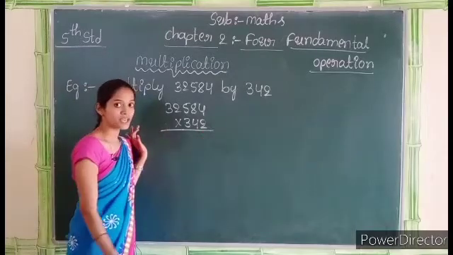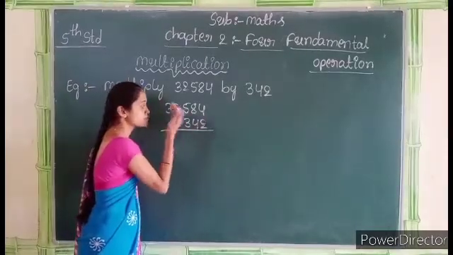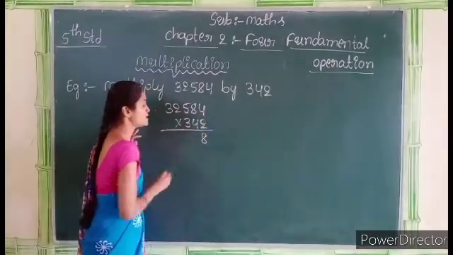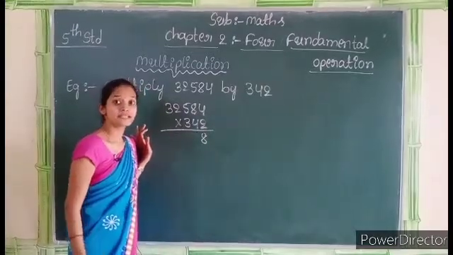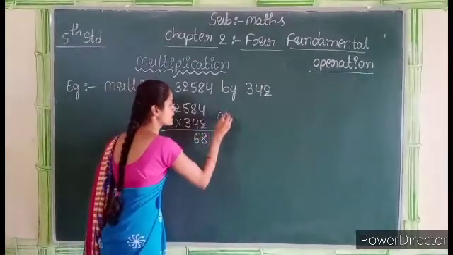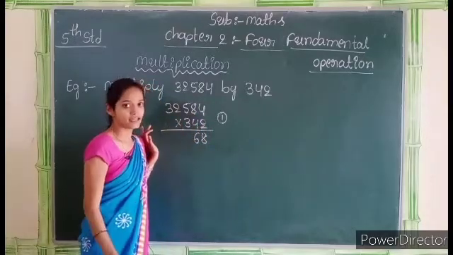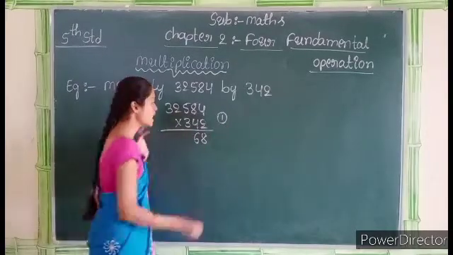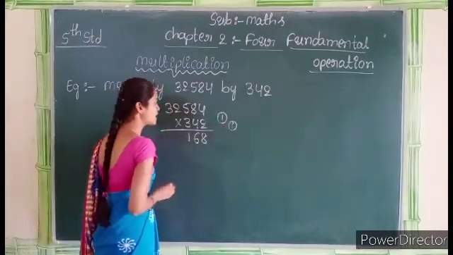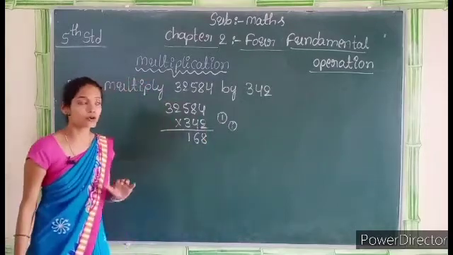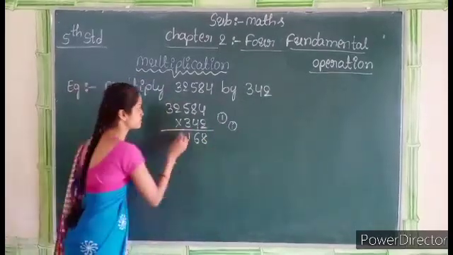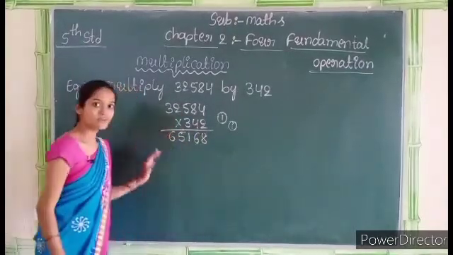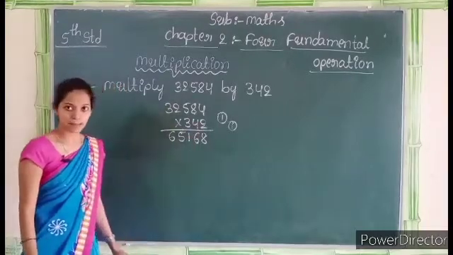In the ones place we have 2. All these numbers are first multiplied by this 2. 2 4s are 8, then 2 8s are 16. I will write 6, then 1 carry, then 2 5s are 10. For the 10 we have to add this 1. 10 plus 1, 11. I will write 1, then again 1 carry, then 2 2s are 4. 4 plus 1, 5. Then 2 3s are 6. Now we completed the ones place multiplication.